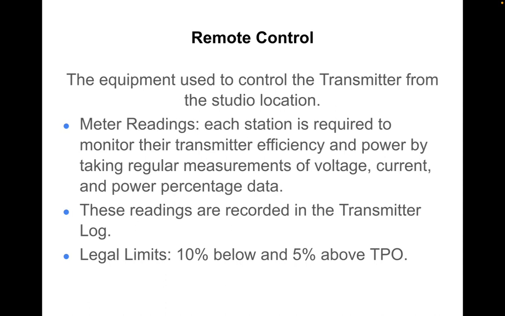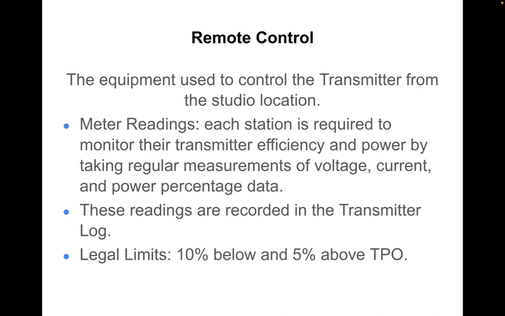Transmitters are required to operate within the legal limits of 10% below and 5% above total licensed power, or TPO. In other words, if you take meter readings which show the current power as a percentage, then that number must be between 90 and 105%. If it's below, it's not adequate to cover your broadcast range, and if it's over, the station may exceed its broadcast range and cause interference to another station.